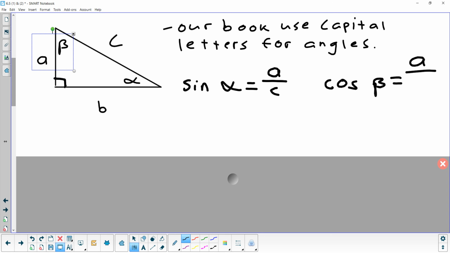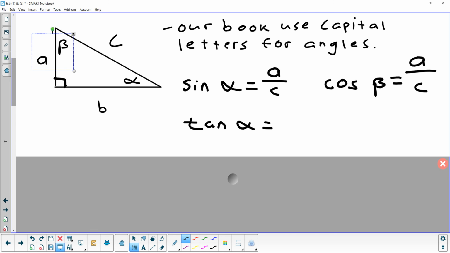And Bailey, what's the hypotenuse? C. Notice the sine of alpha and the cosine of beta came out exactly the same. Let's do one more. Tangent of alpha.